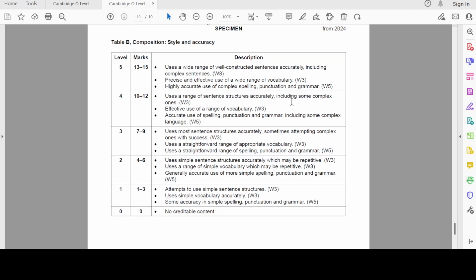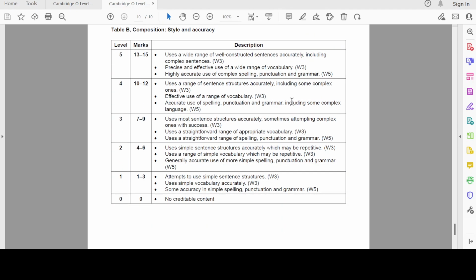Then we have the style and accuracy, and there are 15 marks for those. So let's take a look. Level 1 attempts to use simple sentence structures, simple vocabulary, and some accuracy in spelling. So even though you're using simple vocabulary, the spelling has some accuracy, not entirely, along with the punctuation and grammar, right? So again, a weak response. So that's what style and accuracy means: the sentence structures, the vocabulary, the punctuation, the spelling, all of that.